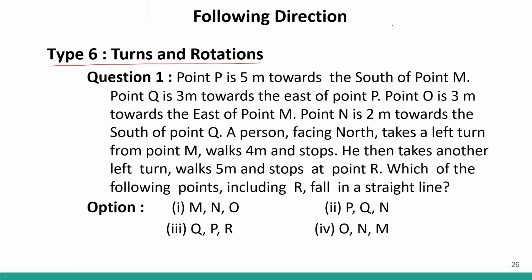We discussed directions, then we discussed relative directions. Then we discussed the concept of what is left and what is right in these 4 primary directions. Then we discussed what is clockwise and what is anti-clockwise as well. Then I told you about rotations, 90 degree and 45 degree, 270 degree, all these. And then we discussed Pythagoras theorem. So all these concepts were used for following directions. So let us come to the last type, which is type number 6, rotations and turns.